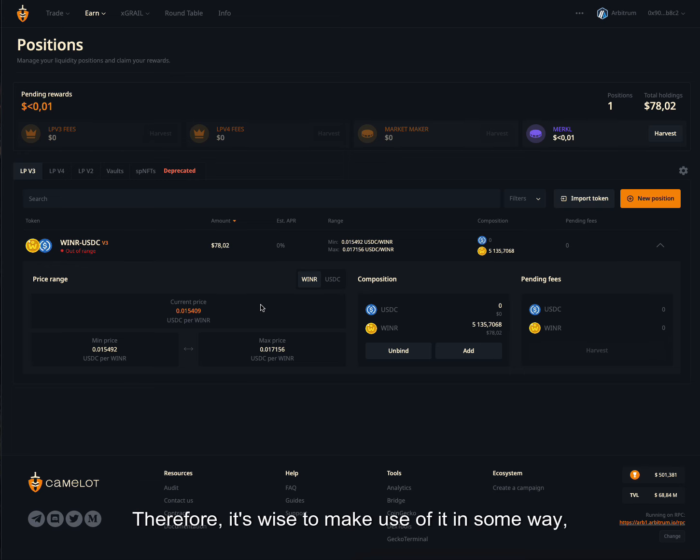Therefore, it's wise to make use of it in some way, don't you agree? Think always. What are you doing? That is, it's not that kind of free money. You need to think about how to stake some. And the market situation must also be taken into account. For example, if I were to buy Wieners now, when they are at the bottom, that wouldn't be so offensive.